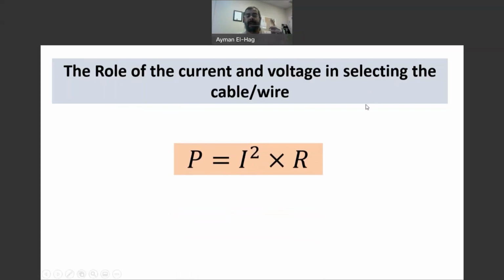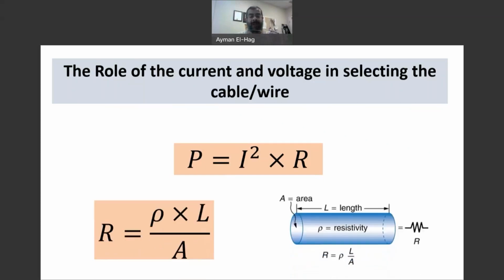conductor, and this power is equal to I squared times R, where R is the resistance of the cable. So as the magnitude of the current increases, you will have more losses, and these losses will lead to more heat. Now, if the cable is overheated, this plastic material might melt. So I want to make sure that the power loss is not high enough to cause this. So what I have to do is reduce the resistance of the cable.